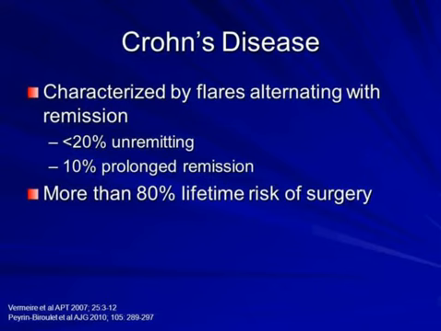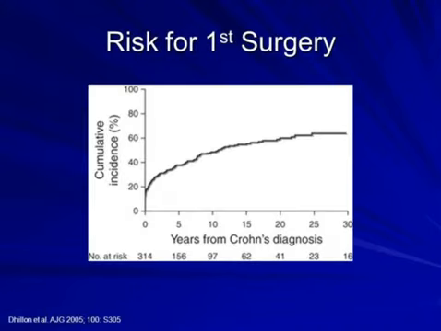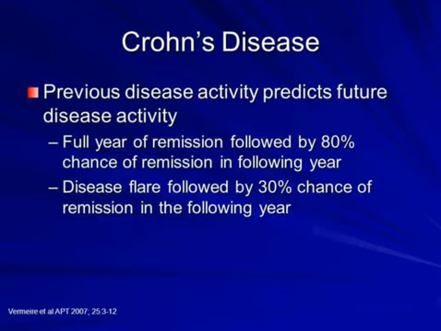It's important to remember that surgery is not curative for Crohn's, and it's believed to have an 80% lifetime risk of surgery. This graph sort of shows you how that risk increases over time, and after about 10 years of disease, there's a close to 50% risk for first surgery. So maintaining patients in remission is something that's very important in the treatment of Crohn's. That's in part because there's data to suggest that previous disease activity can predict future disease activity. So the better we are able to maintain somebody in remission, the less likely they are to have a future flare.